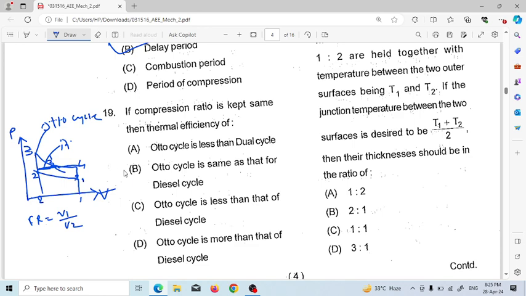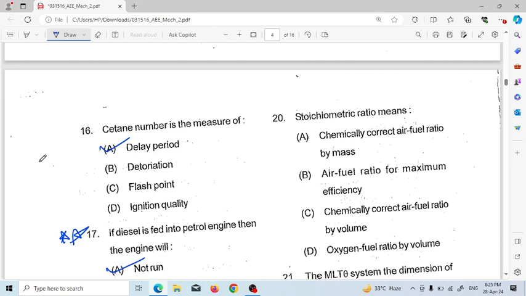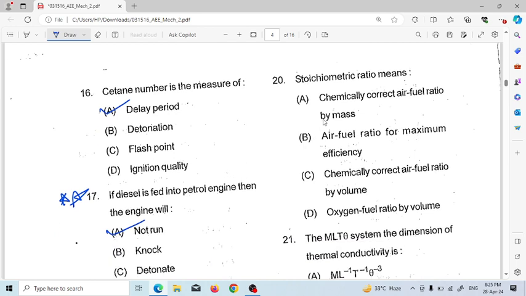So the area of the Otto cycle is more, so the net work is also more. That's why the thermal efficiency of the Otto cycle is more than the diesel cycle. So question number 19, option D is the correct answer. Next, question number 20. Stoichiometric ratio means chemically correct air fuel ratio by mass. Option A is the correct answer.